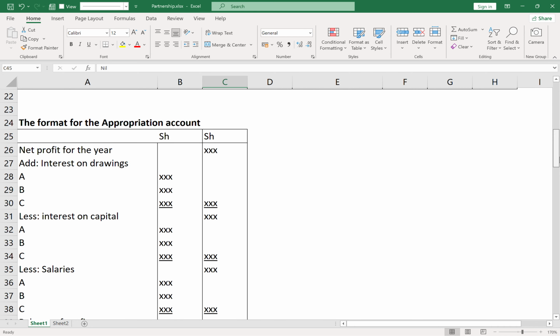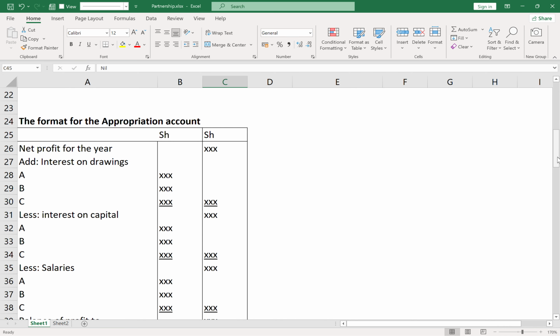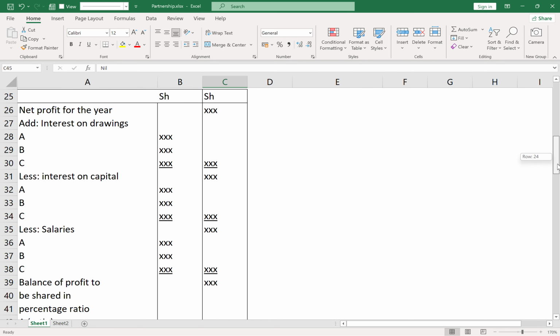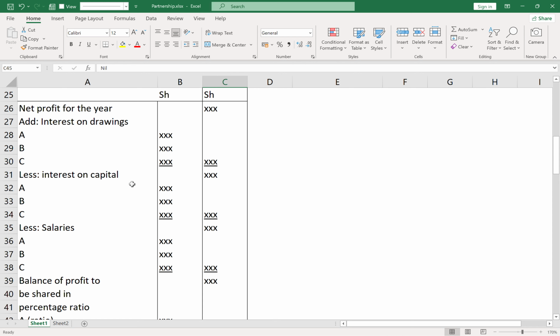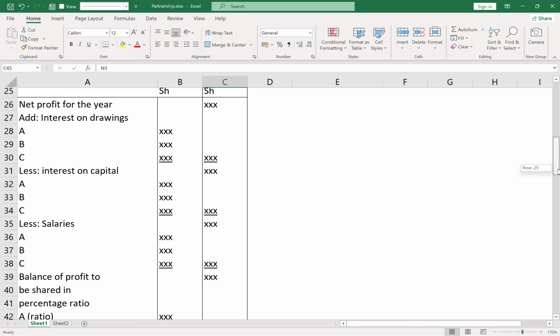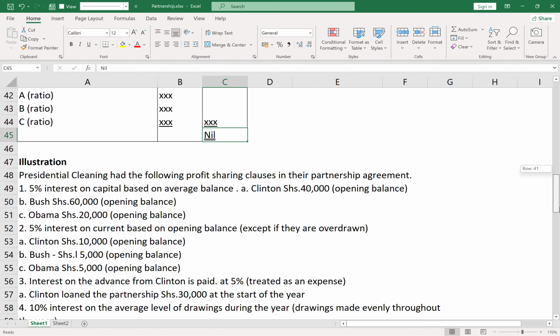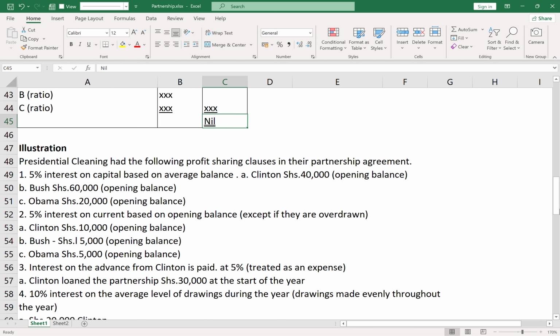Then you also have the format for the appropriation account, as you can see. This one will depend on the things the members have done. If there is no salary or no interest, you are not going to add that on the appropriation account. So let's look at the illustration below.